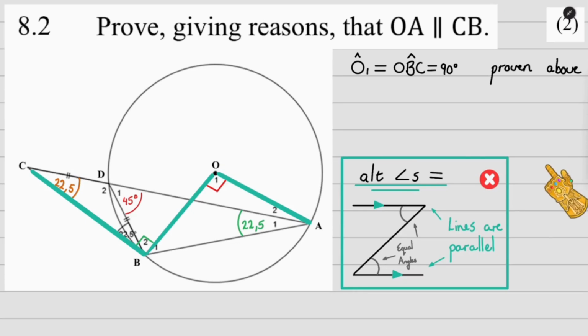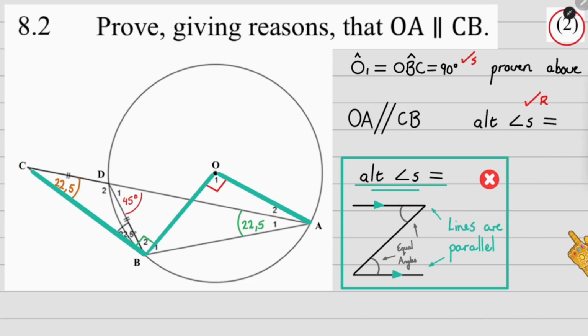And now we can jump to our conclusion that OA is parallel to CB. And our reason for knowing they are parallel is the alternate angles are equal. So we put this as our reason over there. And having a look where the 2 marks come from, this statement showing the link between the alternate angles gets you your first mark. And the reason of the alternating angles are equal gets you your second mark.